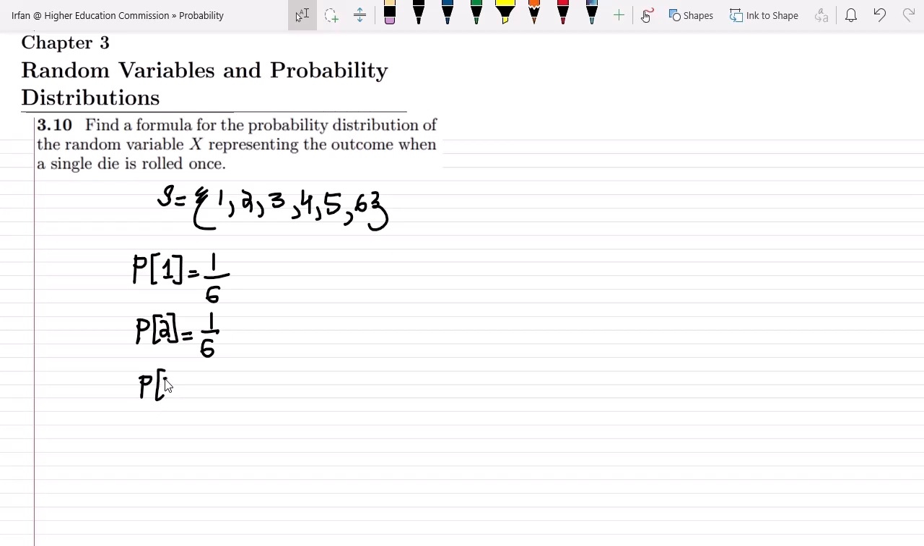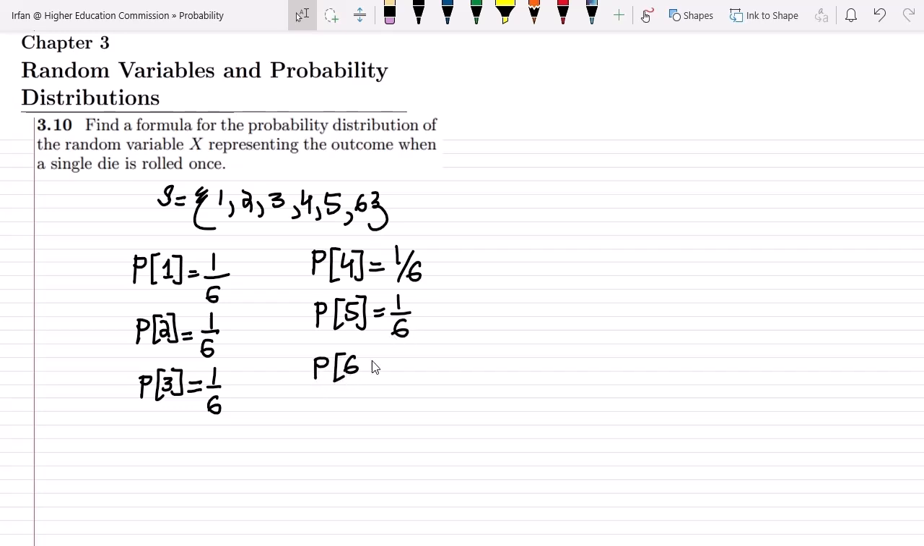Similarly, the probability that we would get 3 would again be 1 by 6. For the probability that we would get 4, it would again be 1 by 6. For 5, again 1 by 6, and for the last one, the outcome equal to 6, that would again be 1 by 6.